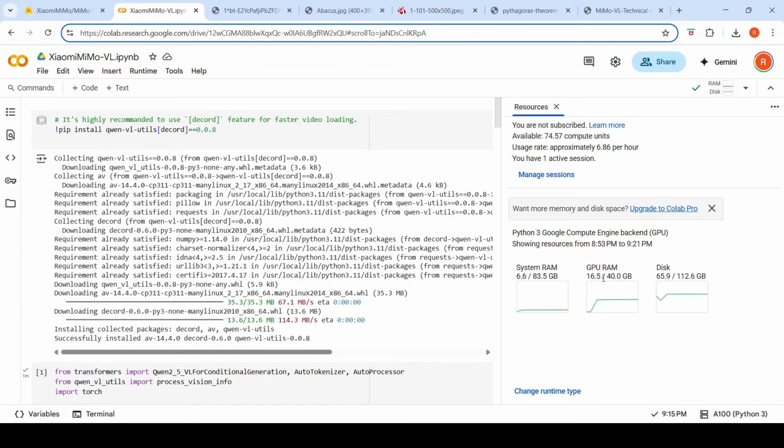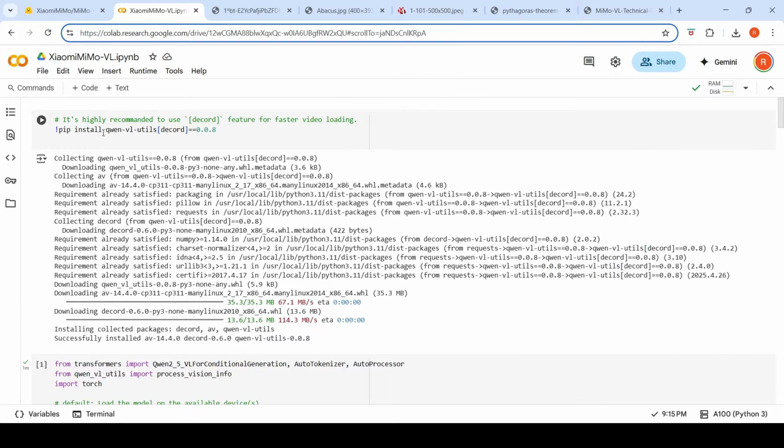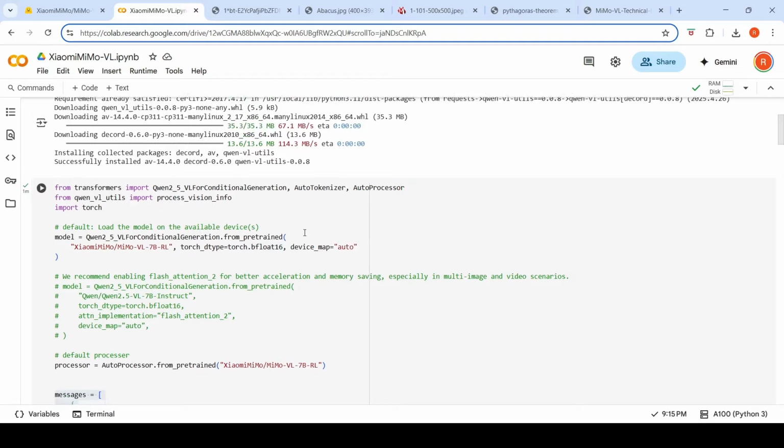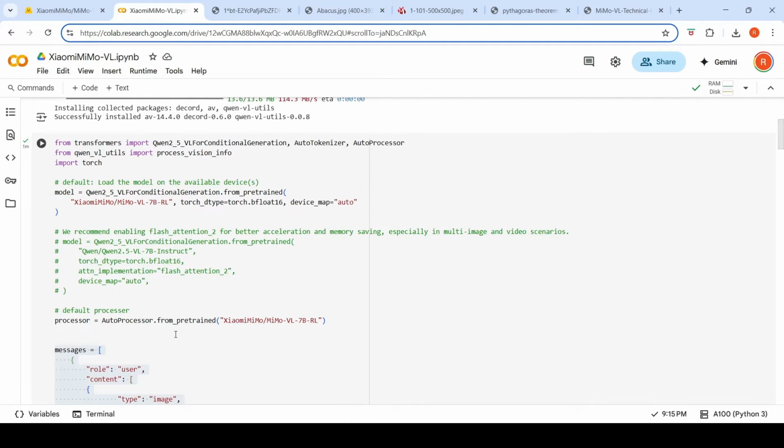This model requires at least 16 GB of RAM, so I'm running it on an A100 instance. This can possibly run on an L4 instance as well. Both L4 and A100 are paid instances in Colab. First you need to install Qwen VL utils, and we'll be using Qwen 2.5 VL for conditional generation, the processor as well as the model. Here we are specifying our model to be Xiaomi MiMo, and I have specified torch dtype equal to bfloat16, otherwise this would take close to 30 GB of GPU VRAM. In this way you can load the model and the processor.